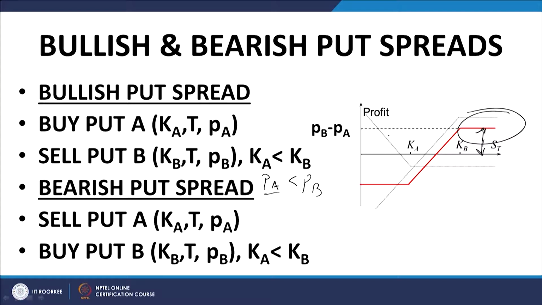So the rest of the analysis is more or less similar, and similarly we can construct a bearish put spread by inverting the bullish put spread. In other words, we buy the put option with the higher strike price and we sell the put option with the lower strike price. Now, let us talk about a butterfly call spread.